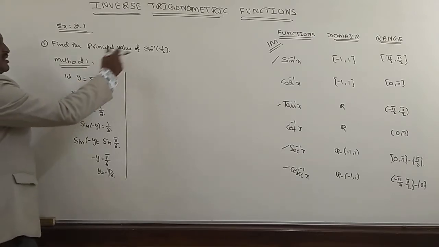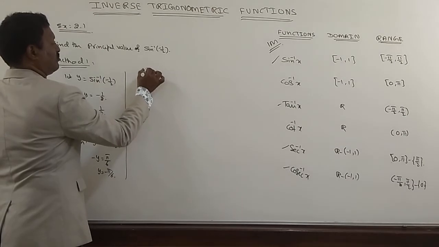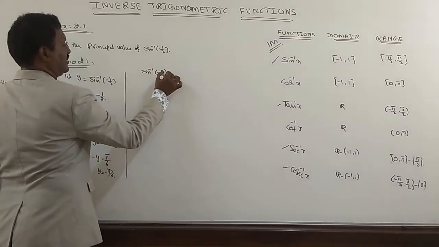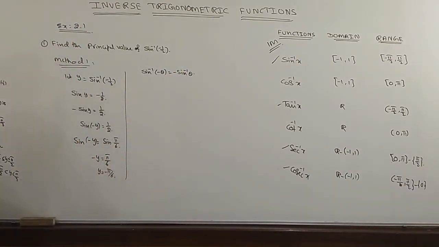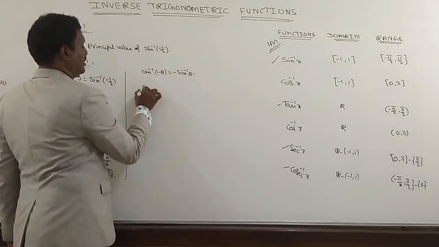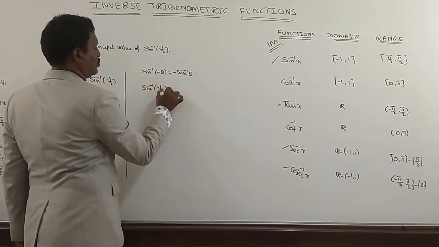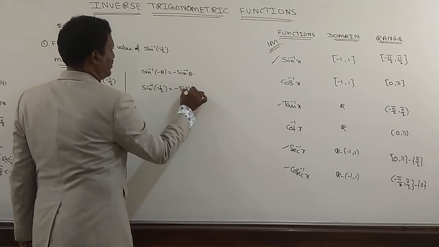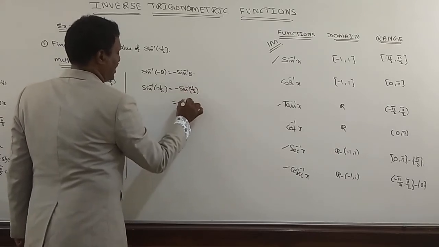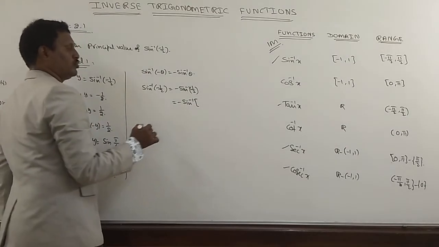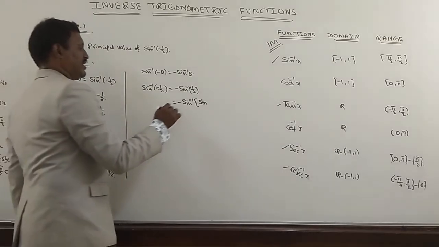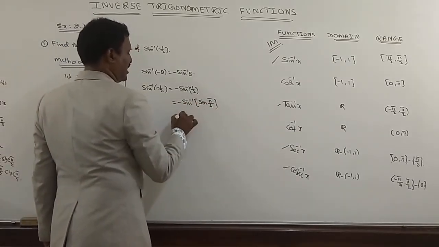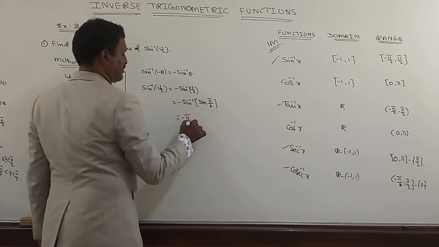Now similarly, another method of how to solve. We have done one of the formulas: sine inverse of minus theta is equal to minus sine inverse theta. Using the formula, sine inverse of minus half is equal to what we can write? Minus sine inverse of 1 by 2, using the formula. Using the trigonometric table, 1 by 2 we can write as sine pi by 6. Now sine inverse and sine both get cancelled, we can write minus pi by 6.